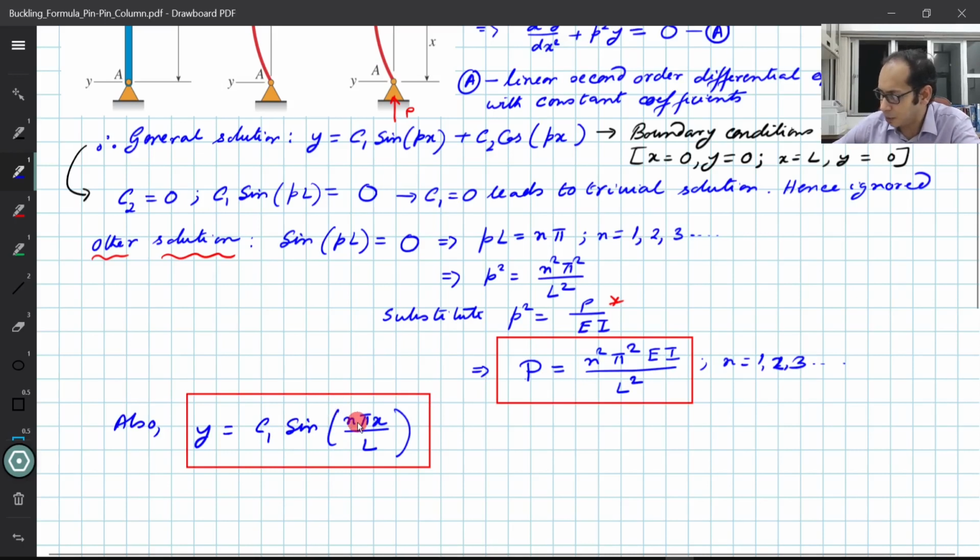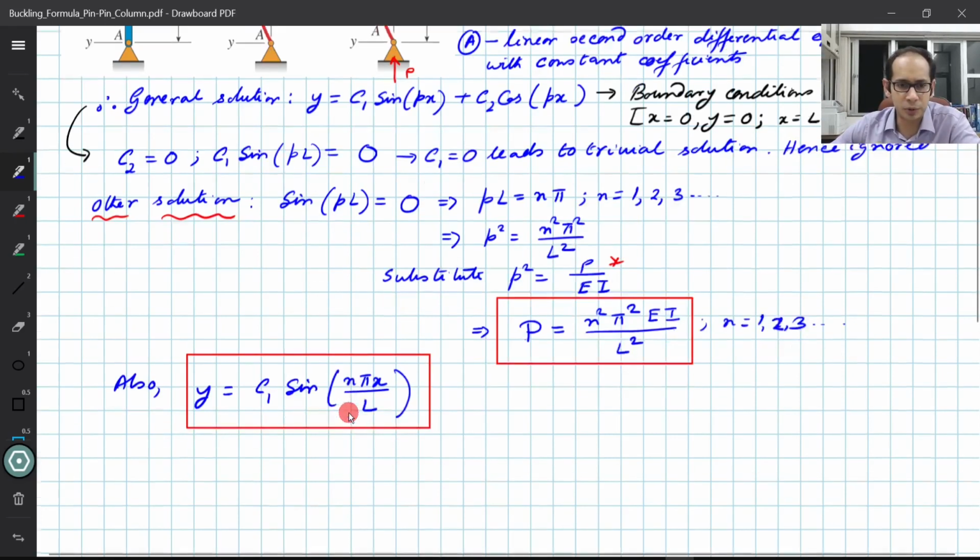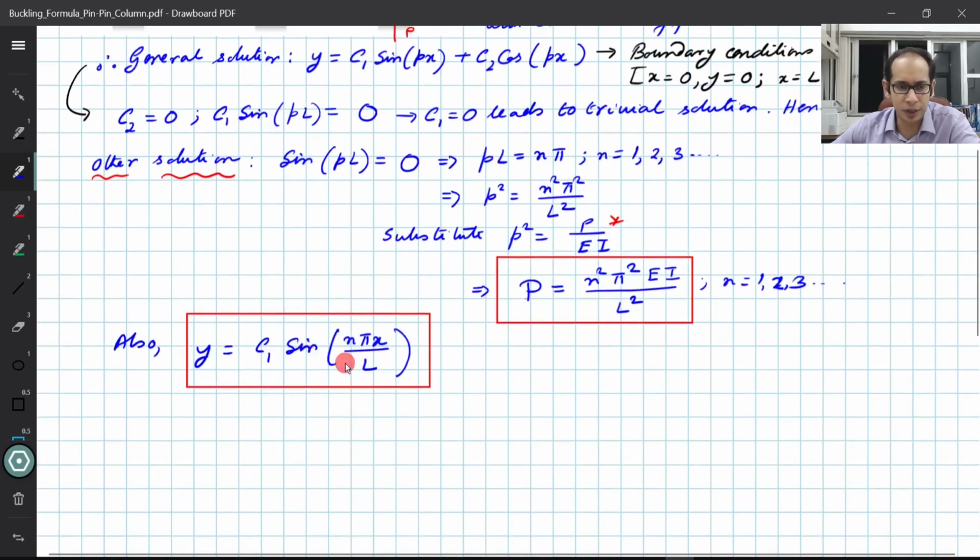Now this term n over here is also known as the mode shapes. And how do these mode shapes look like? For example, if you substitute n over here and try to draw the configuration of the column, this is sort of how it looks like.